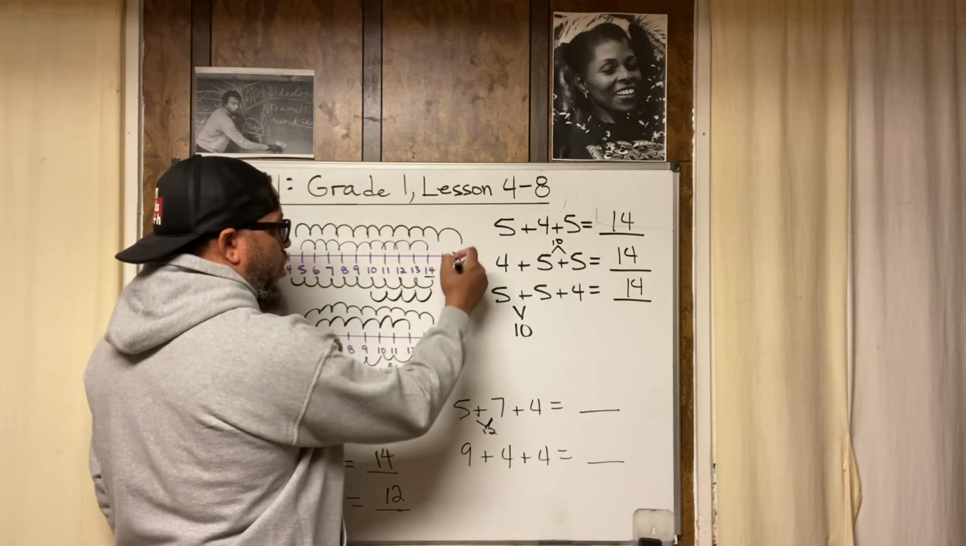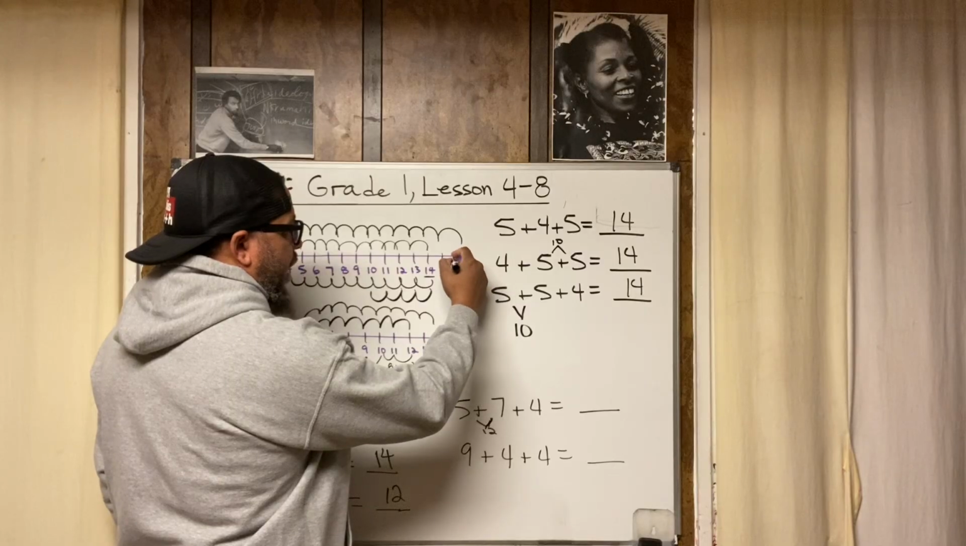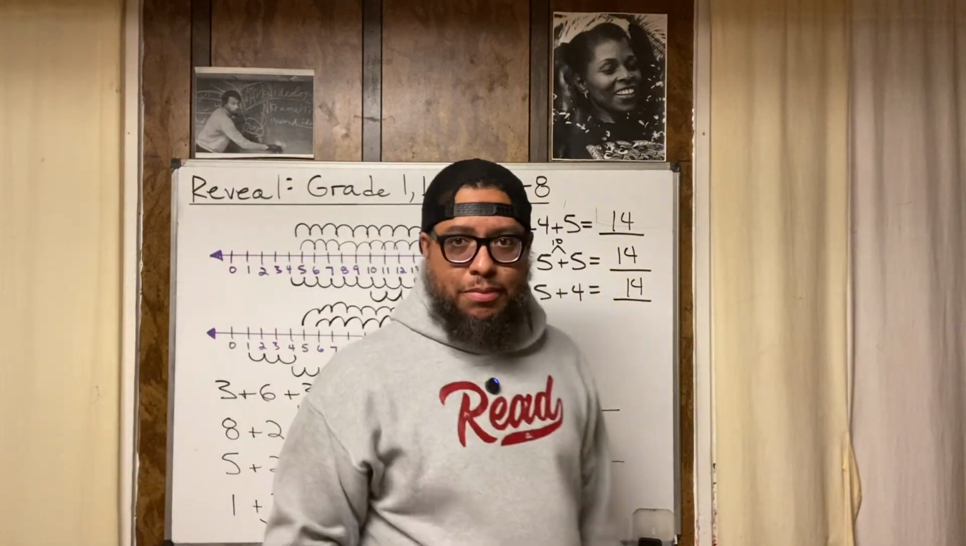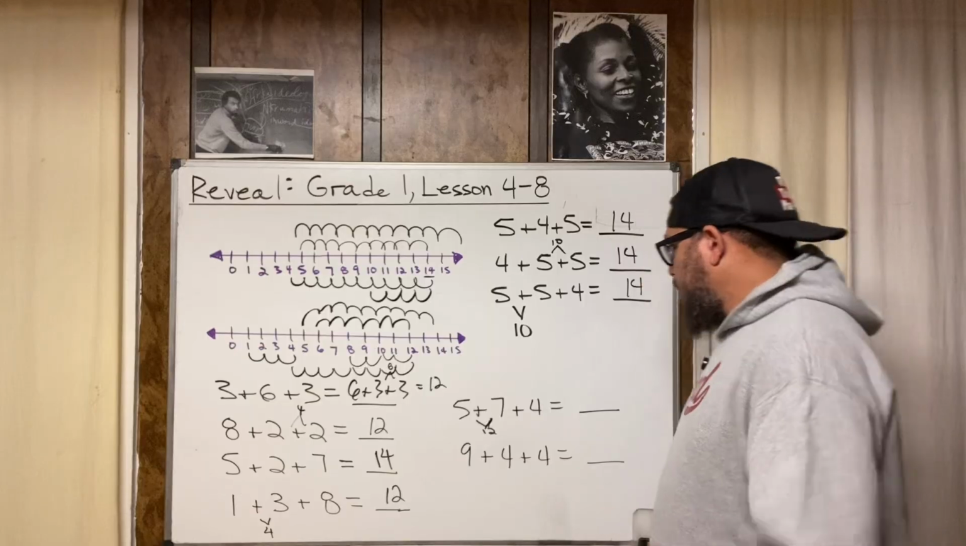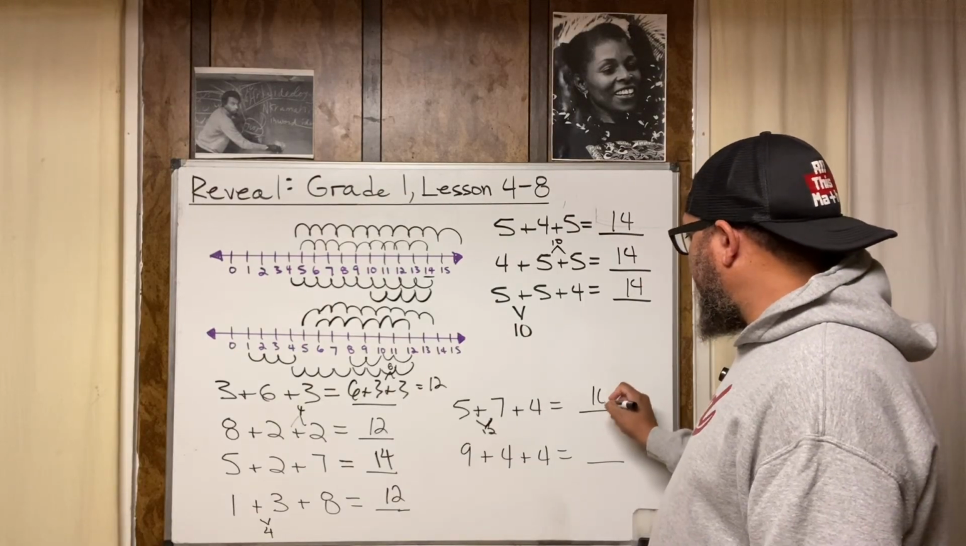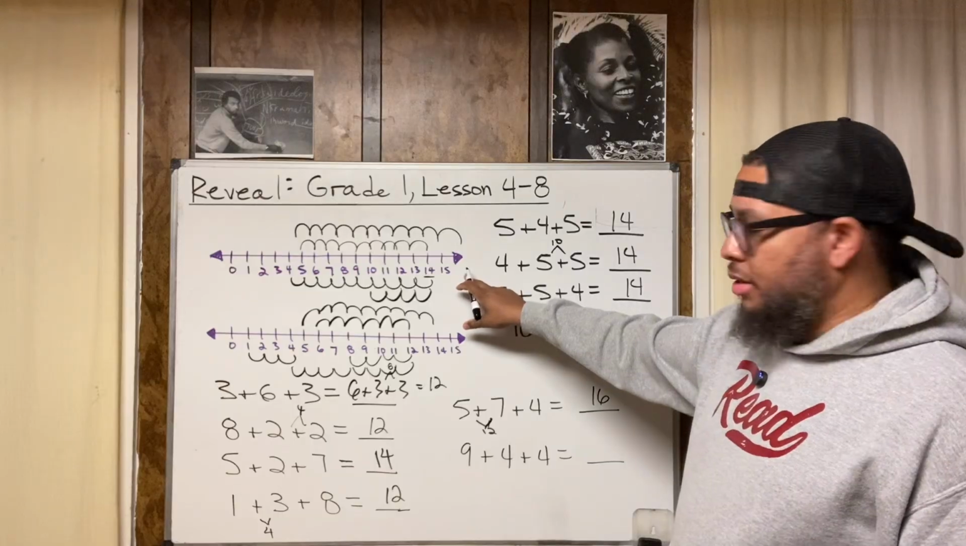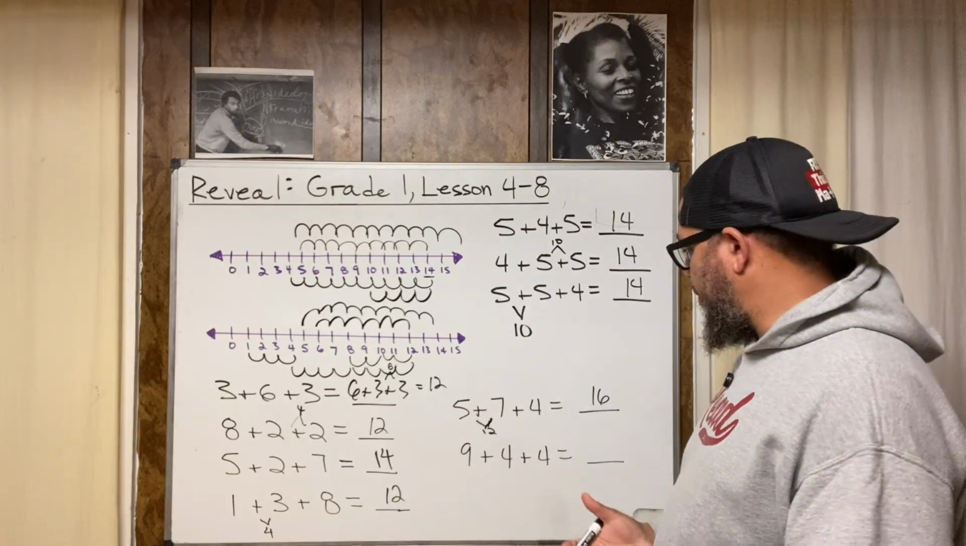1, 2, 3, 4. Oh, this is off the meter. So it's after 15. So what number is after 15? 16, right? My number line didn't have enough digits, but I know that one number after 15 is 16. I just use a little bit of reasoning, right?